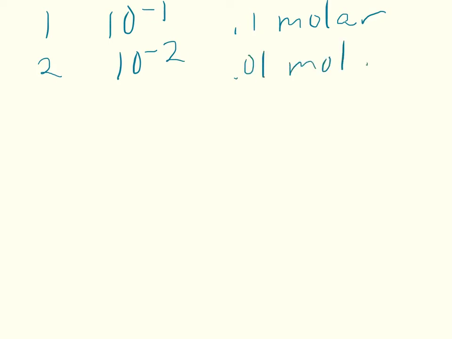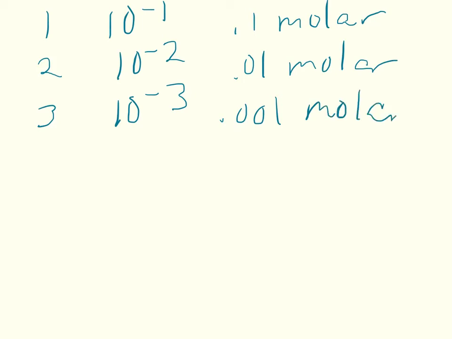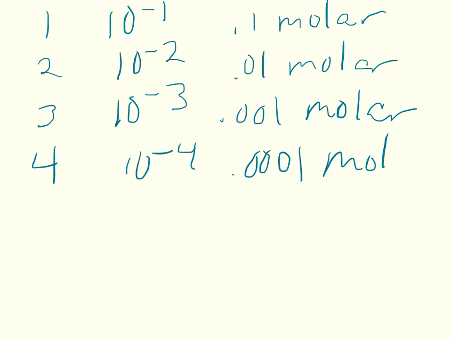So if pH 1 is 10 to the minus 1, our 0.1 molar, and then a pH of 2 is 10 to the minus 2, a 0.01 molar solution, and 3 is 10 to the minus 3, or 0.001 molar solution, and 4 is 10 to the minus 4, or 0.0001 molar solution, and then 7, okay, 10 to the minus 7.